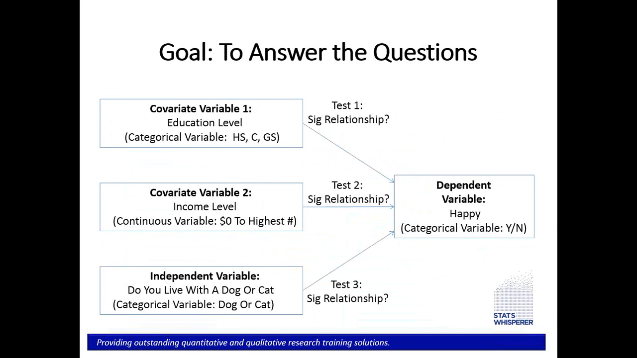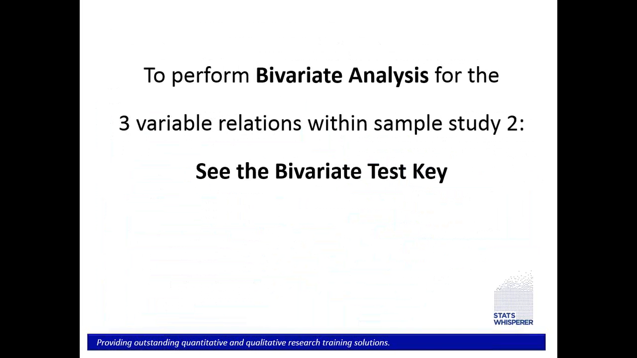Again, we put our study map up, and then we put text boxes in where we're testing relationships. Each arm, or each arrow, depending on what you'd like to call it, represents one bivariate test where we're testing the bivariate relationship. Test 1 is testing the relationship between education level and happy. Test 2, income level and happy. Test 3, do you live with a dog or a cat, and happy. So this is a good way of keeping track of the results of our tests as we go through them.